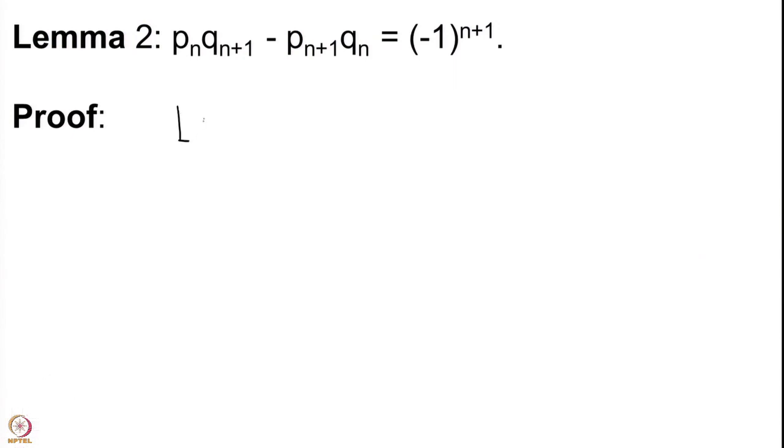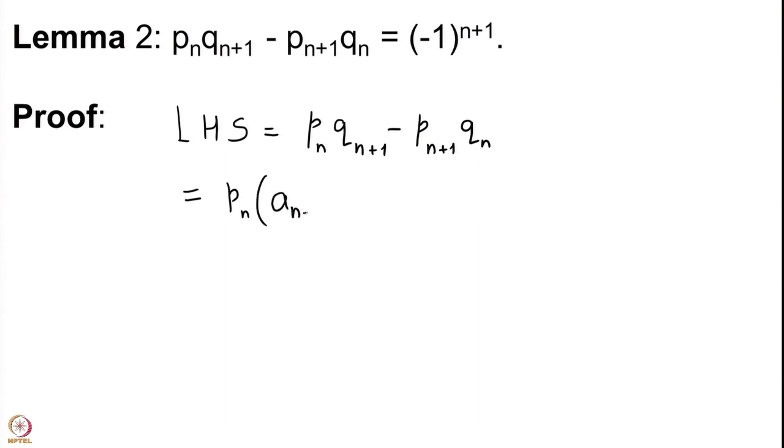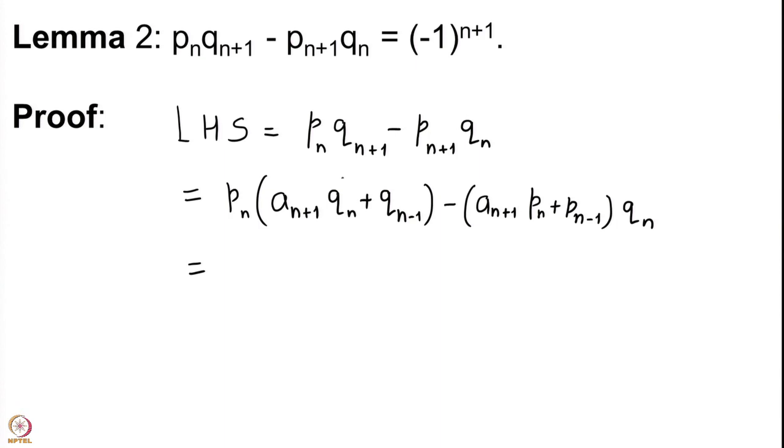So, we look at the LHS, which is pn qn plus 1 minus pn plus 1 qn. We write the n plus 1th in terms of the nth and n minus 1th. So, this is going to be an plus 1 qn plus qn minus 1. This is the formula for qn plus 1, and then we write the formula for pn plus 1. Then we observe that the term an plus 1 qn into pn is cancelled with an plus 1 pn into qn.